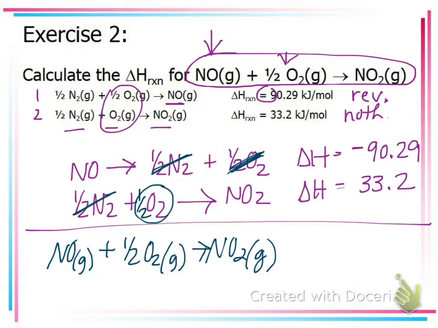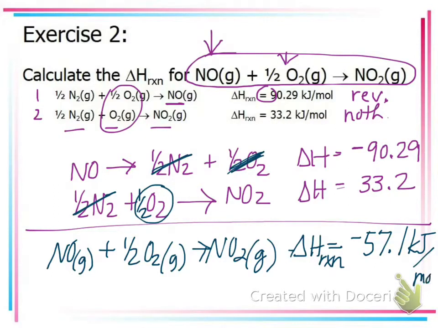So then when I add my delta H's, my final delta H would be a negative 57.1 kilojoules per mole. And that's delta H of reaction. Sorry, I need to write that. All right. Let's do one more before we stop.